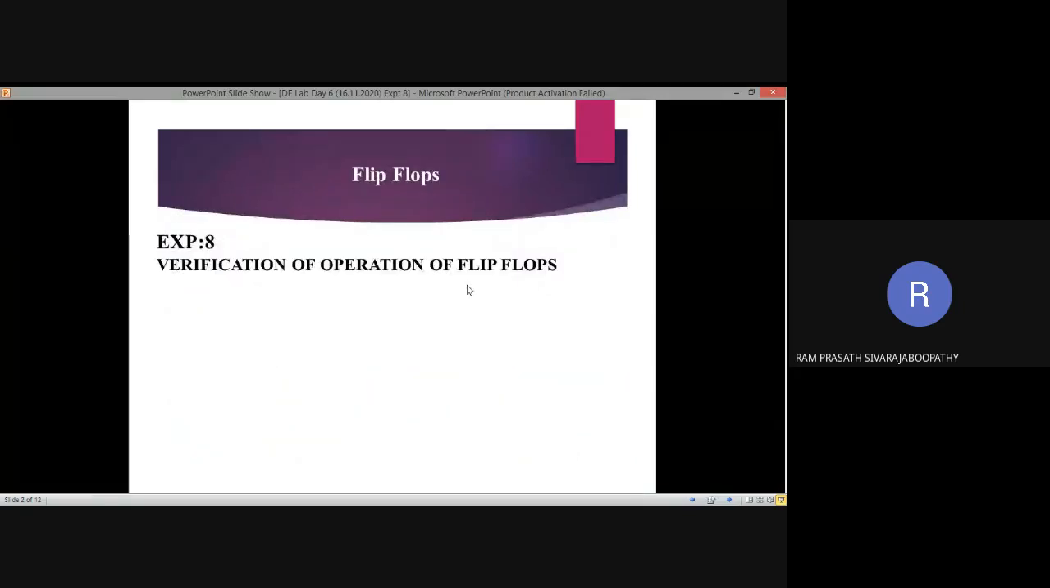So verification of operation of flip-flops. All the 4 flip-flops we are going to verify, using digital logic. Can you people type it in the chat? To design SR flip-flop, which logic gate we must use?